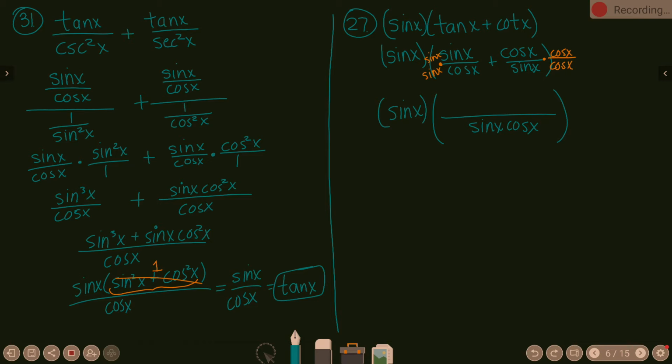So now, on the first fraction, sine x times cosine x is sine cosine, and sine times sine is sine squared x. Plus, in the second fraction, sine times cosine is sine cosine, and cosine times cosine is cosine squared x. The Pythagorean identity equals 1, so it's 1 over sine x cosine x. Then multiplying by the sine x out front, you're left with 1 over cosine x, which is secant x.